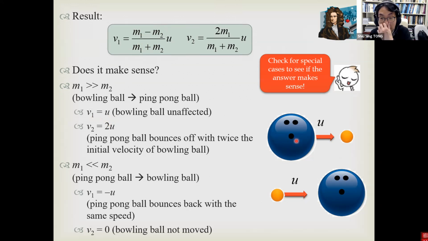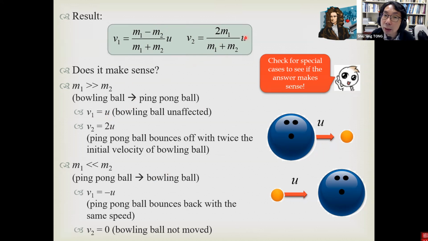But that makes sense. If you have a bowling ball collide with a ping pong ball, then after the collision, the bowling ball will not be affected. Because the mass of the ping pong ball is so small, it will not affect the motion of the large ball, right? So v1 equal to u means the bowling ball still moves with the same velocity. It's not affected by the collision at all.